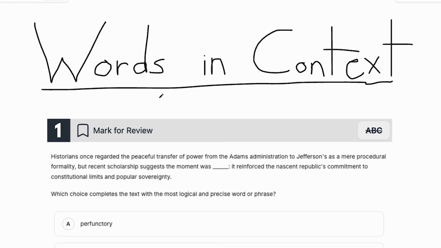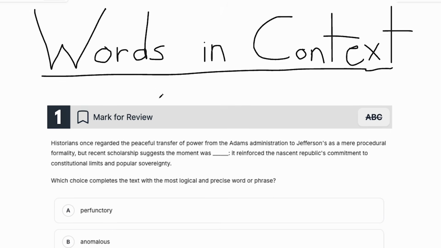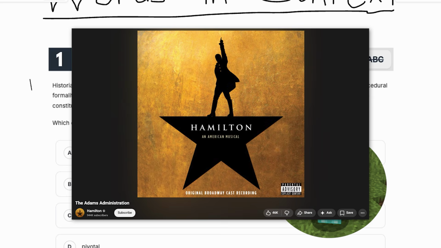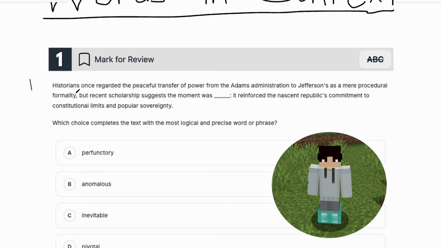Finally, what's the strategy for words in context? This is basically the exact same as transition problems, but I'm going to go over it anyways. First thing you want to do, read the passage. And make sure again to read this very, very carefully. Historians once regarded the peaceful transfer of power from the Adams administration to Jefferson's as a mere procedural formality, but recent scholarship suggests the moment was blank.